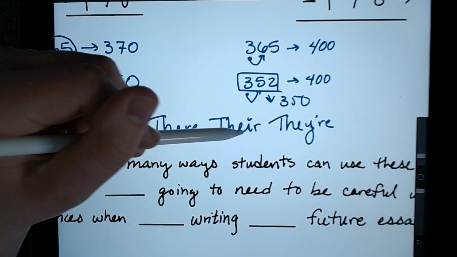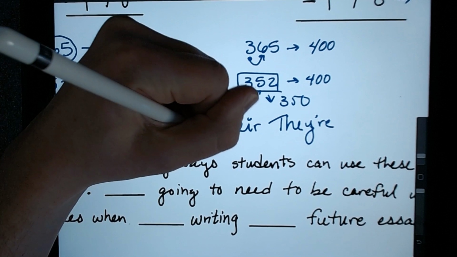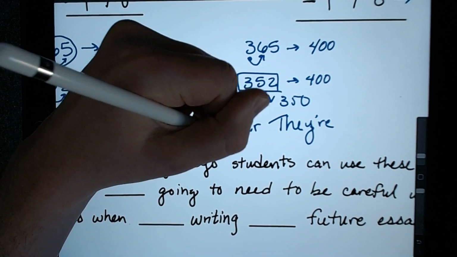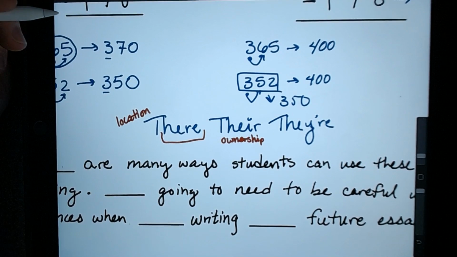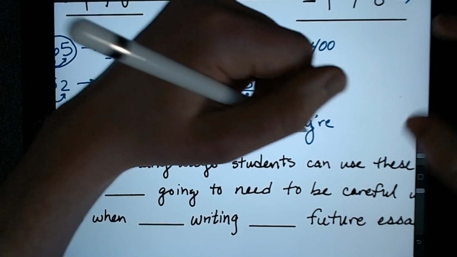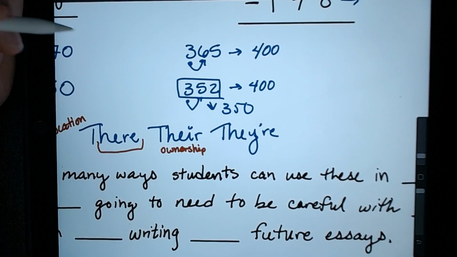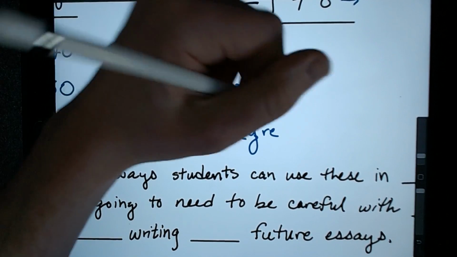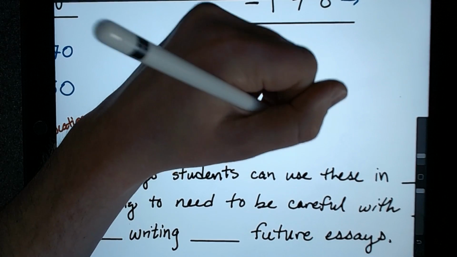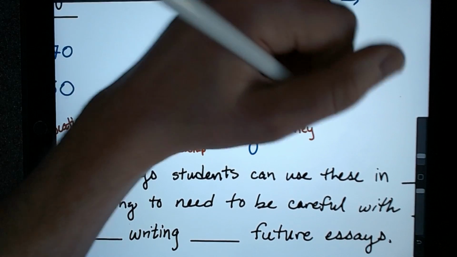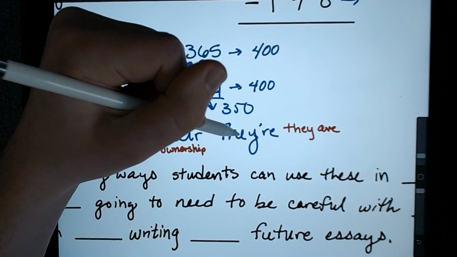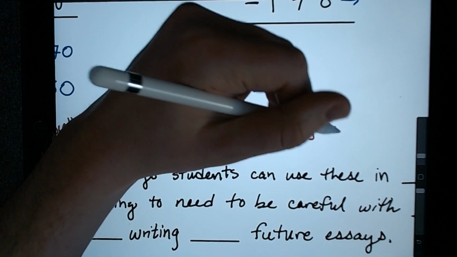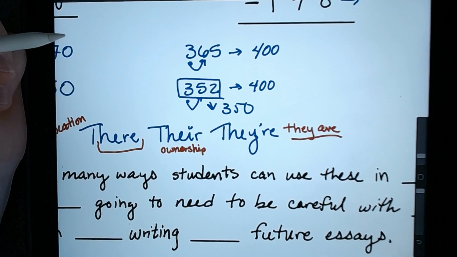This there means ownership. Like that's their ball, that's their car, that's their hat. Okay? This one is like the your from yesterday. It's a contraction. It's a contraction of they and are. So if you have they are, you can say there. They are is there. All right?